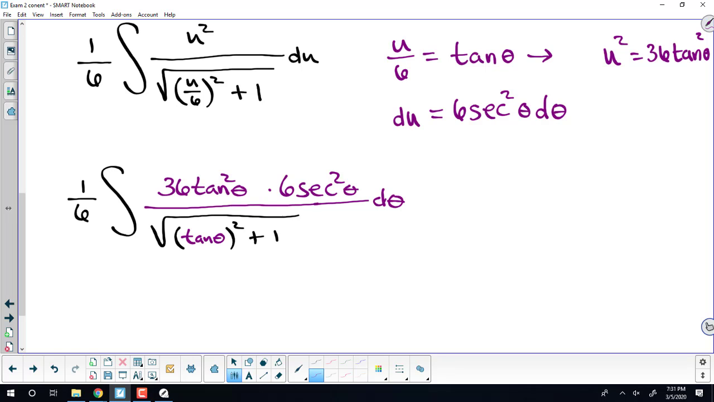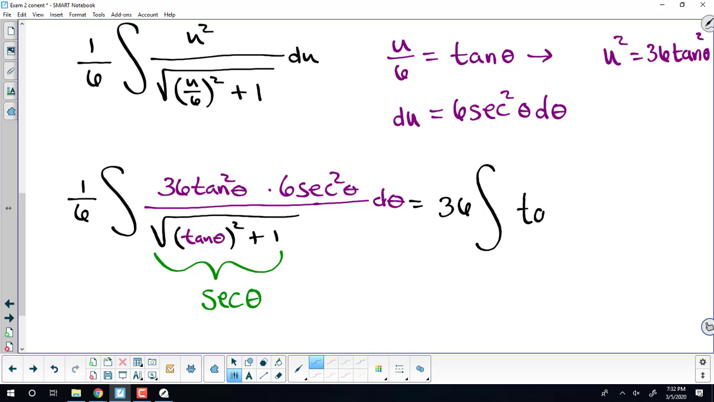We've got 36 times 6 divided by 6, 36. Antiderivative here, what do we have on the bottom? All of that is the square root of secant squared, or just secant. So one of those goes away. We've got our 36 tangent squared times secant.